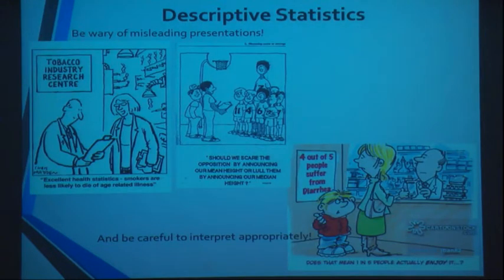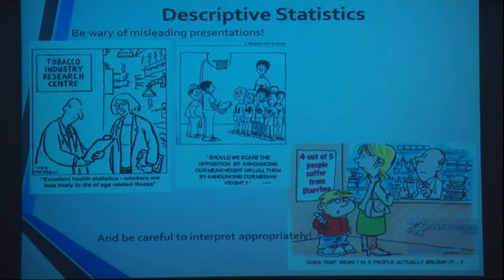A few things here. Be wary of misleading presentations. The first one here: tobacco industry research, excellent health statistics, smokers are less likely to die of age-related illness. True, right? But not the point when you're looking at a study, so don't be misled by something that's not really the point. Second one: should we scare the opposition by announcing our mean height or lull them by announcing our median height? With one really tall person, the mean is going to be highly influenced by that, the median less so. So you need to make sure data is being presented appropriately. And the bottom one: science says 4 out of 5 people suffer from diarrhea, and the little boy says, does that mean 1 in 5 people actually enjoy it?